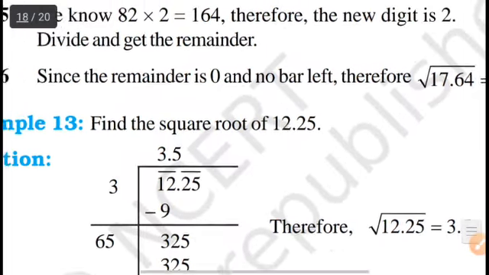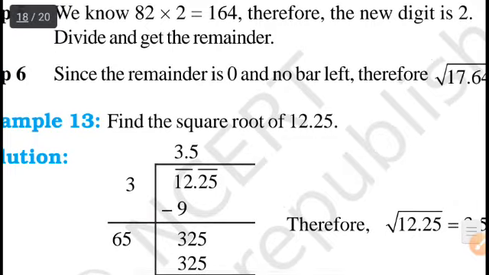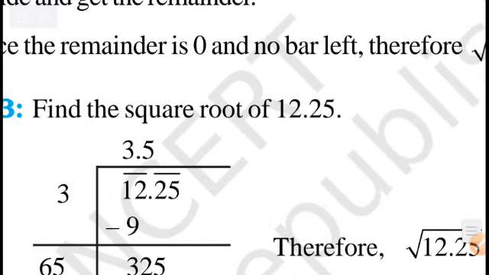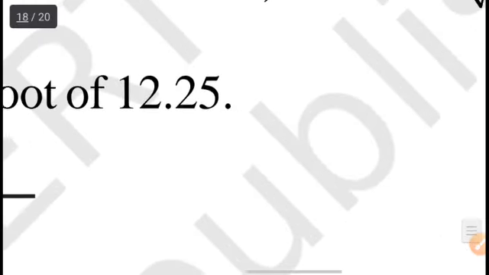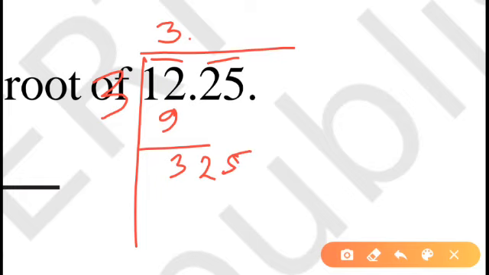So we have example 13 here: find the square root of 12.25. So we will write it. First we have to pair the elements. This is the first pair and this is the second pair. Now we know 3 times 3 is 9, so 3 times 3 is 9, and on subtracting we got 3. Now we will copy the decimal point over here and we will copy the rest, that is 25.